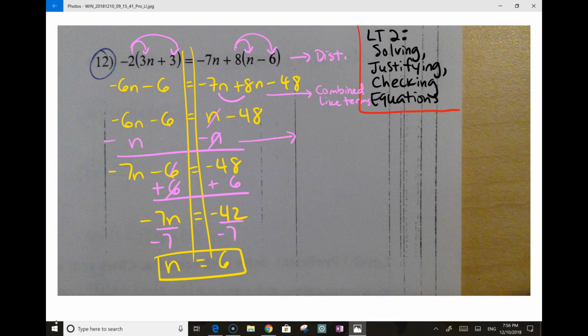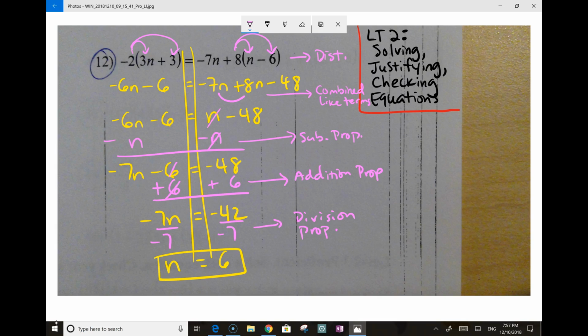Then I use what's called the subtraction property. That's when I subtracted n on both sides. Then I use the addition property. And finally, I use the division property. So addition property, then division property. And with that, we reach the final form, which is just the answer, n is equal to 6.